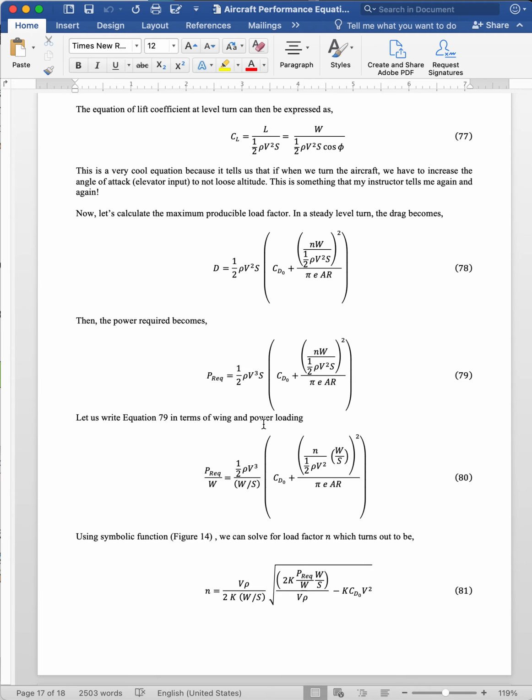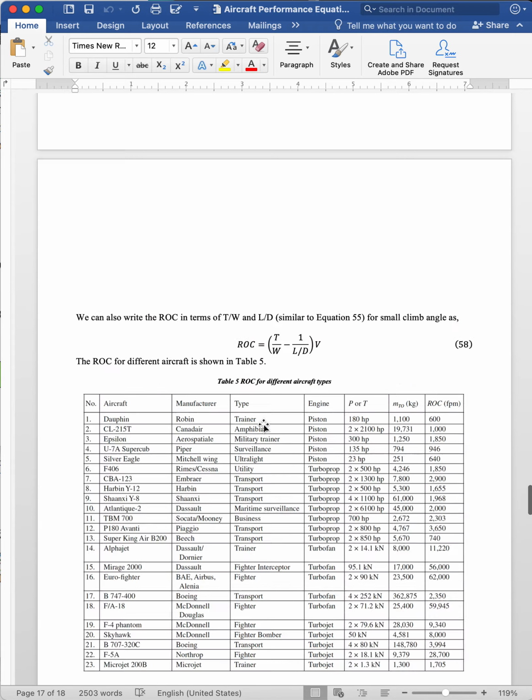Okay, so you have to know how to calculate the minimum power required. What does the rate of climb depend on? How does the drag polar for an aircraft look? That's everything that you're going to look at in your first homework. These equations can help you get there.